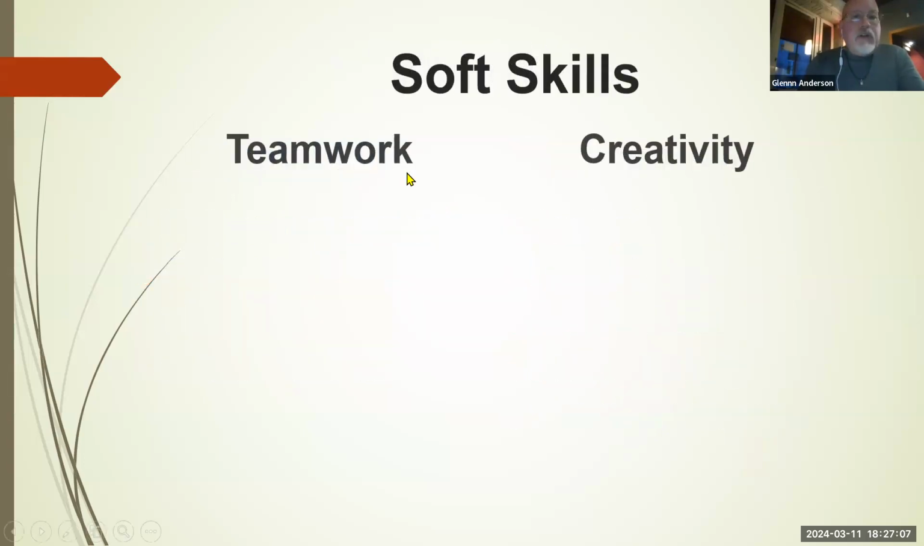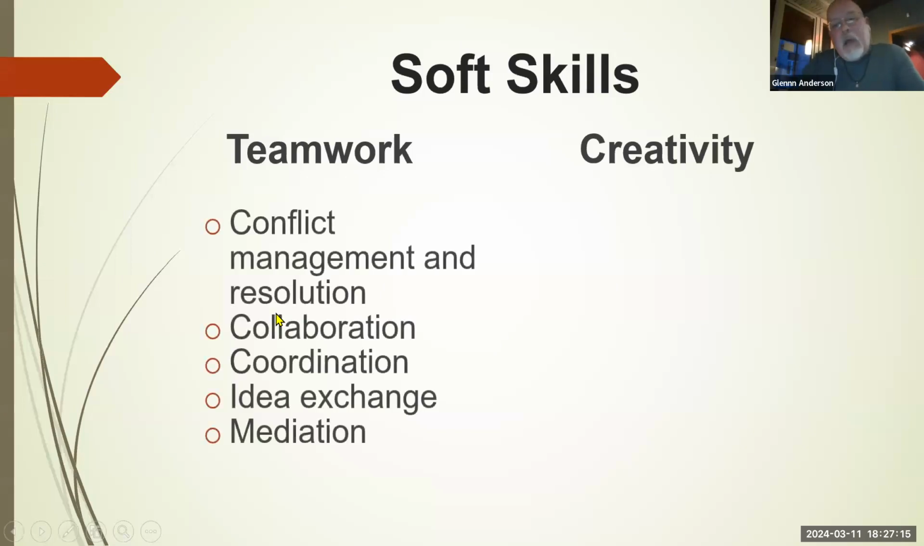Two other soft skills are working in a team and creativity. And so teamwork, I think, is probably one of the most essential things in the academic world and in the world of work. People aren't working by themselves. They're working with others. And so having the ability to work with others is so essential.